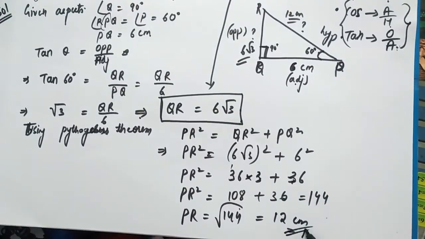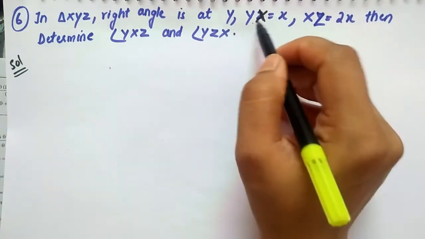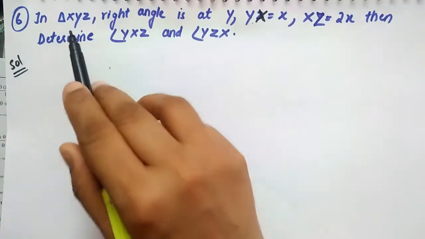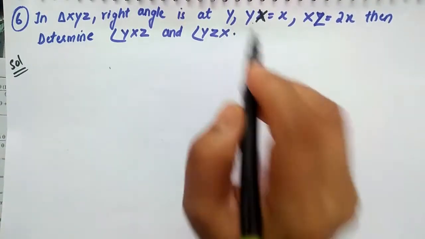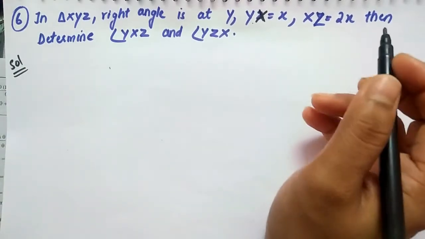This was the easiest one, right? Let's move on to the sixth problem. In triangle XYZ, the right angle is at Y, YX is X, and XZ is 2X. Then determine angle YXZ and angle YZX. In this problem, don't get scared seeing so many X's here.